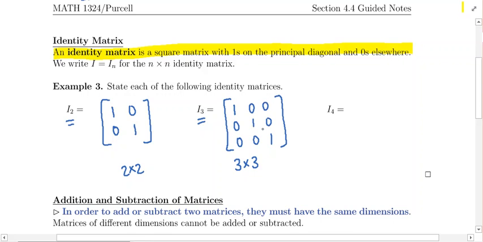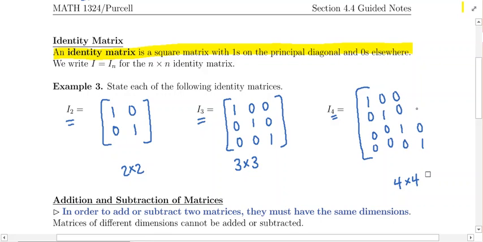Lastly, I'll do I4, but you could go up as large as you wanted to. I mean, you could do I of 100, but who wants to do that? So I is indicating the identity matrix. The 4 is telling you it's got to be a 4 by 4, has to be a square matrix, or it's not identity. So you would draw 4 ones. That's your principal diagonal, and then you just zero out the other positions, and that is all you have to do. All right.